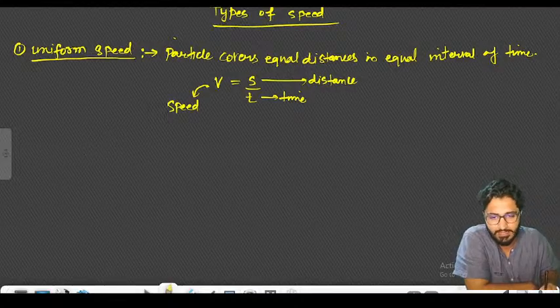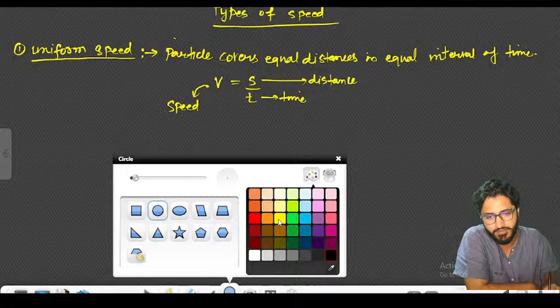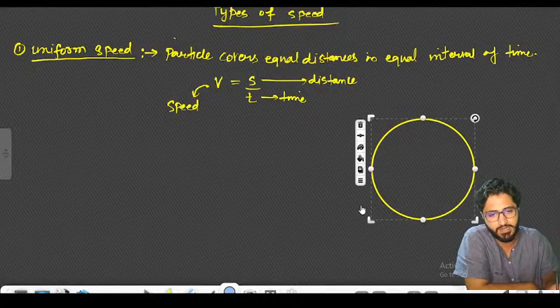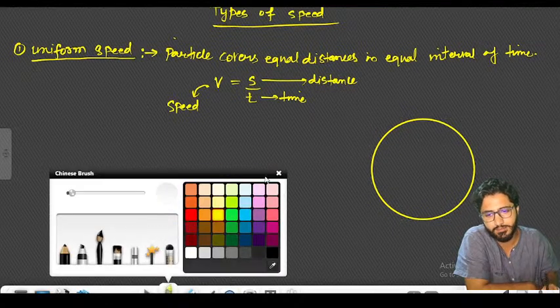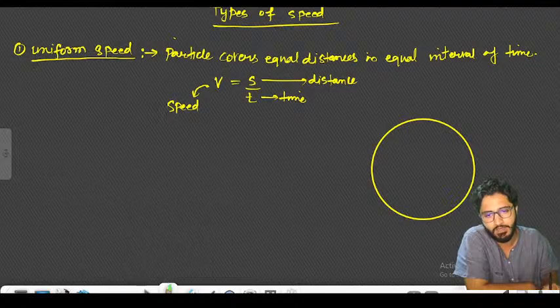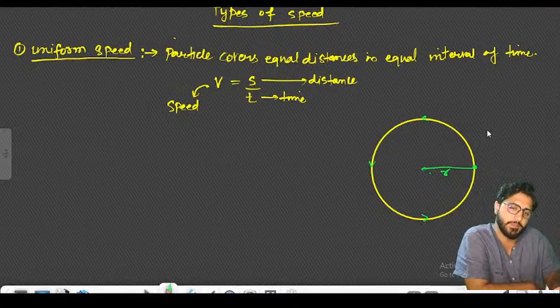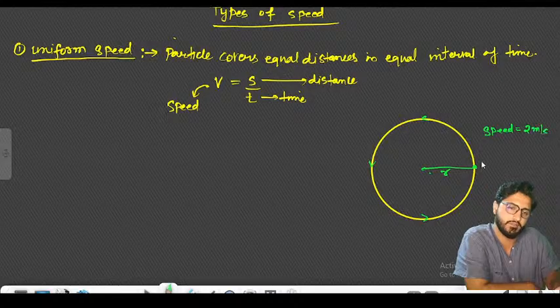Let us suppose, I will give you an example now. A very basic example. Look, if this thing represents my track, and a radius of my track, the particle is going like this, let us suppose in an anti-clockwise manner. And suppose the speed of the particle at this instant is 2 meter per second.